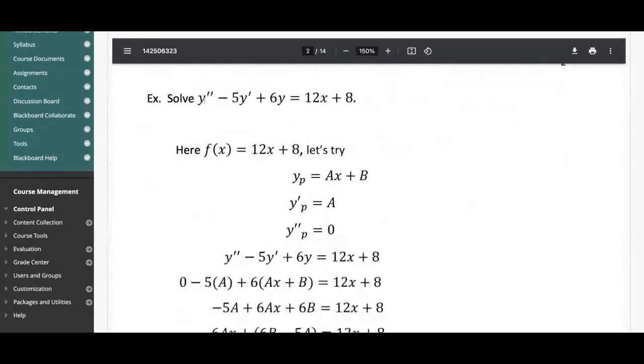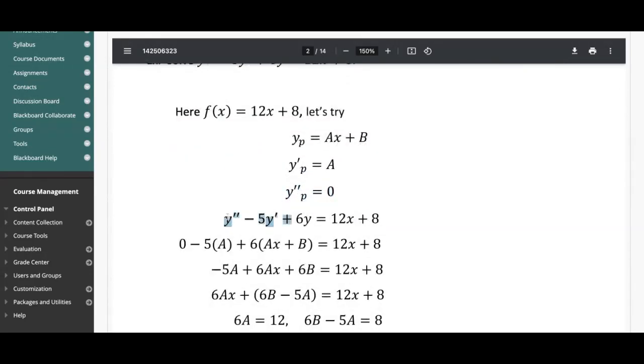Let's see this example. We have y double prime minus 5y prime plus 6y equals a linear function, which is a polynomial of degree 1. So let's guess a particular solution to be a linear function with different coefficients, ax plus b. Then we take the derivative of this particular solution, the first derivative and second derivative.